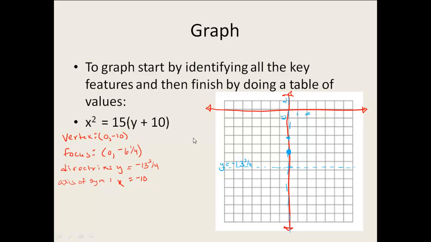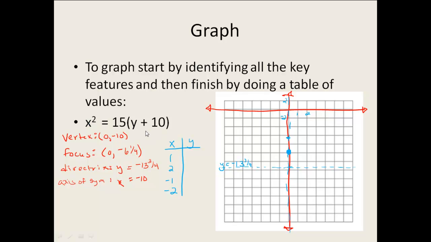I plotted those all in blue. Now the last thing I need to do is do a table of values. I need to do an XY chart. Well, I know that this graph is going to open up because it's the x squared one, and that's the picture that goes with my x squared tab. So I want to pick numbers to the right and to the left. So I'm going to go ahead and pick 1 and 2, and negative 1 and negative 2. I am going to plug those back in to my equation for my x value, and solve it out for y.